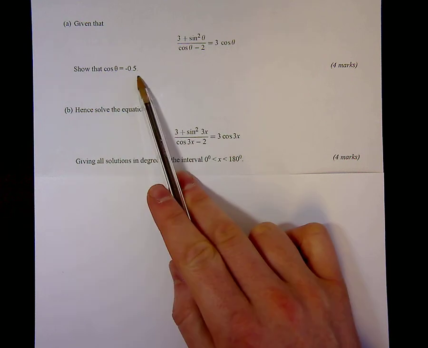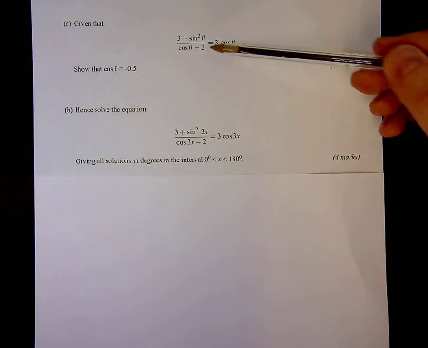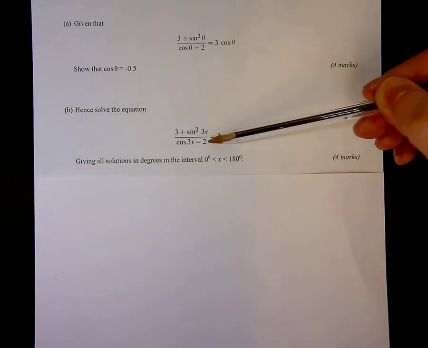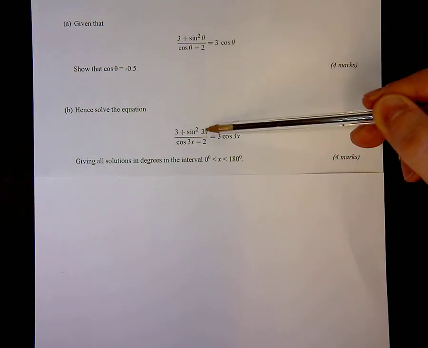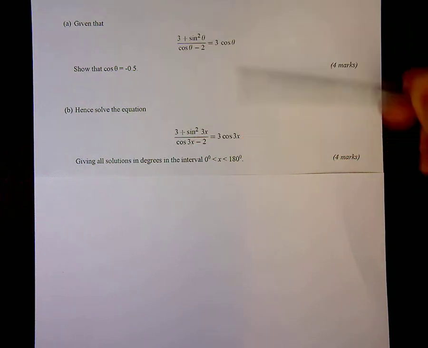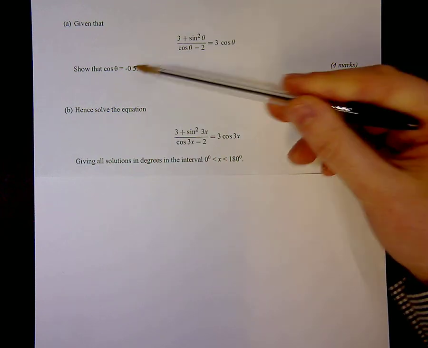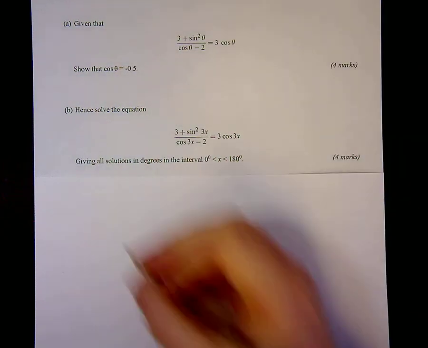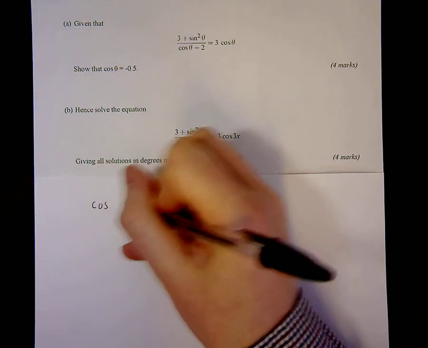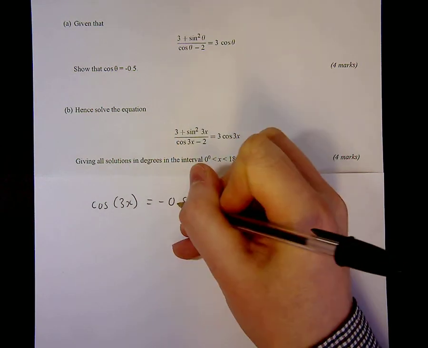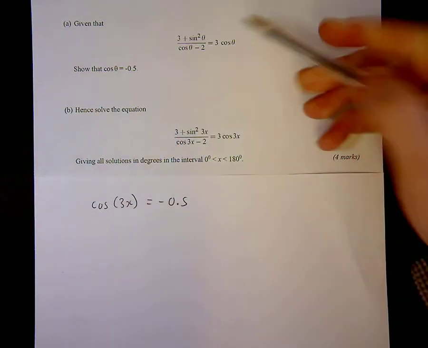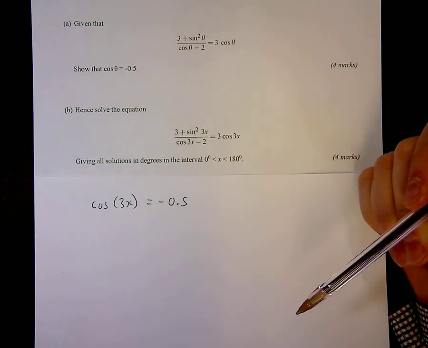What we need to recognise is these two equations are identical, except that the theta has been replaced by 3x in all situations. Therefore, I can replace this theta with 3x. So for part B, I can just write down cos 3x is negative 0.5, just following on the logic in the first one. So I just need to solve this equation.